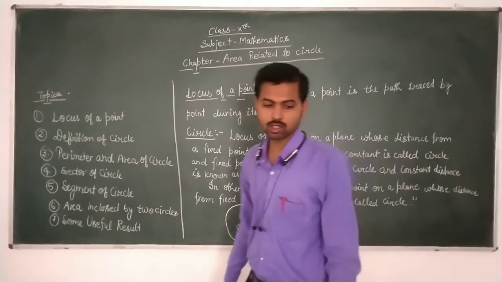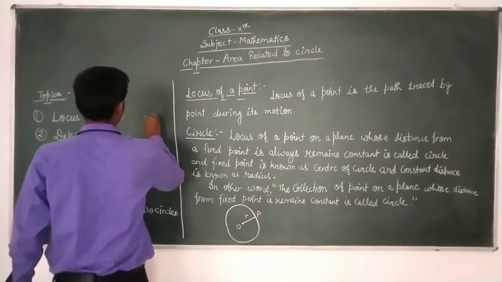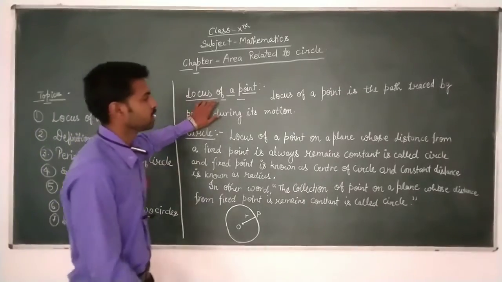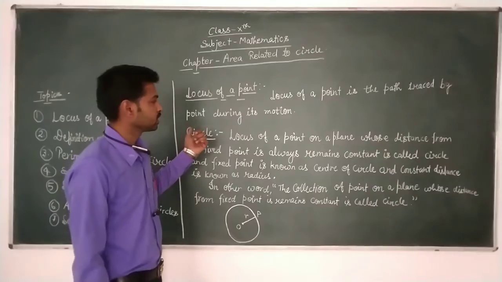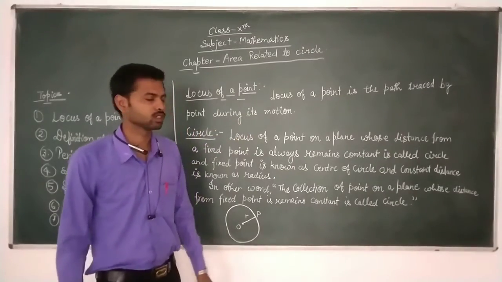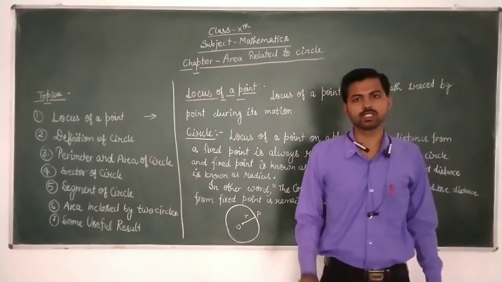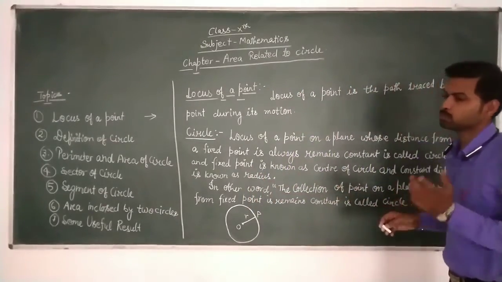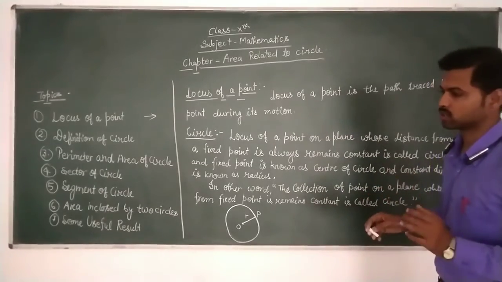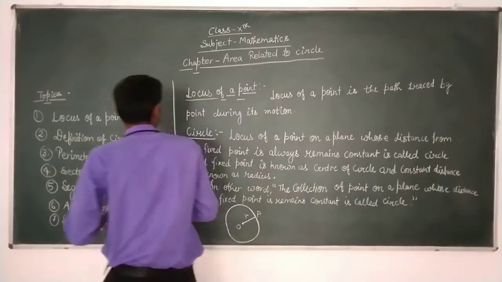First point, locus of a point. Locus of a point is the path traced by a point during its motion. It means if a point is moving, then it leaves a path behind its motion. That path is known as the locus of a point.